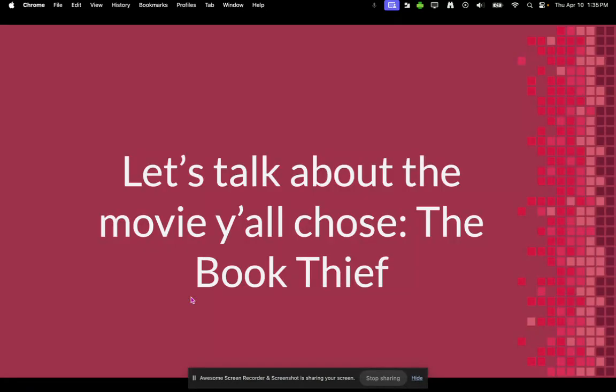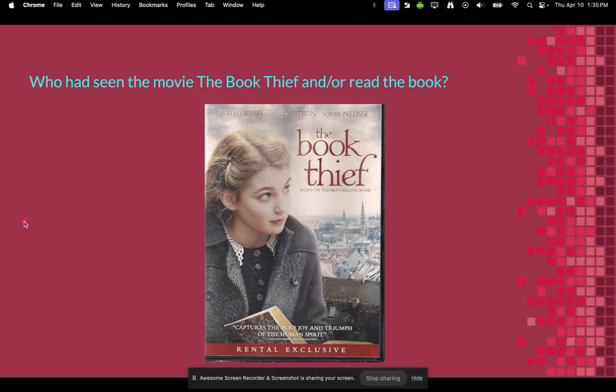So let's talk about the movie that y'all chose, which was The Book Thief. I think like a month ago, I sent out a poll for y'all to answer on what movie you wanted to watch that was either a World War One or World War II movie. This is the winner, so it was The Book Thief. So who has seen this movie or read the book before?